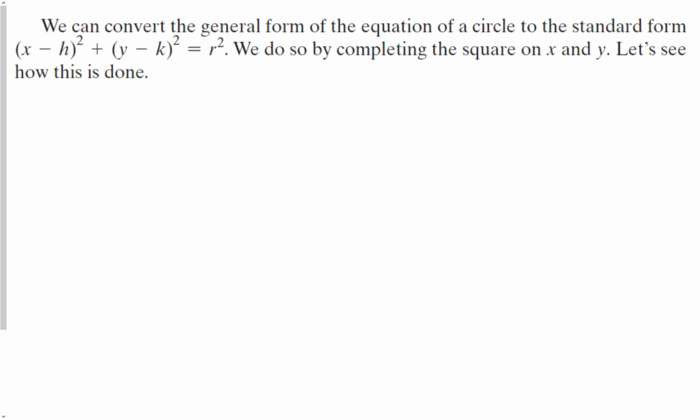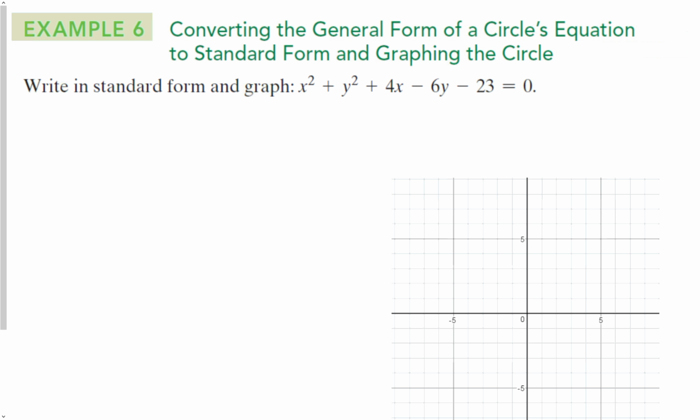Okay, so we can convert general form of a circle's equation to standard form. We do so by completing the square on x and y. So let's see how it's done. So here's the general form of an equation. Hard to graph that way because numbers like the center and the radius are not obvious when we just look at the equation. So what we want to do is we want to complete the square.